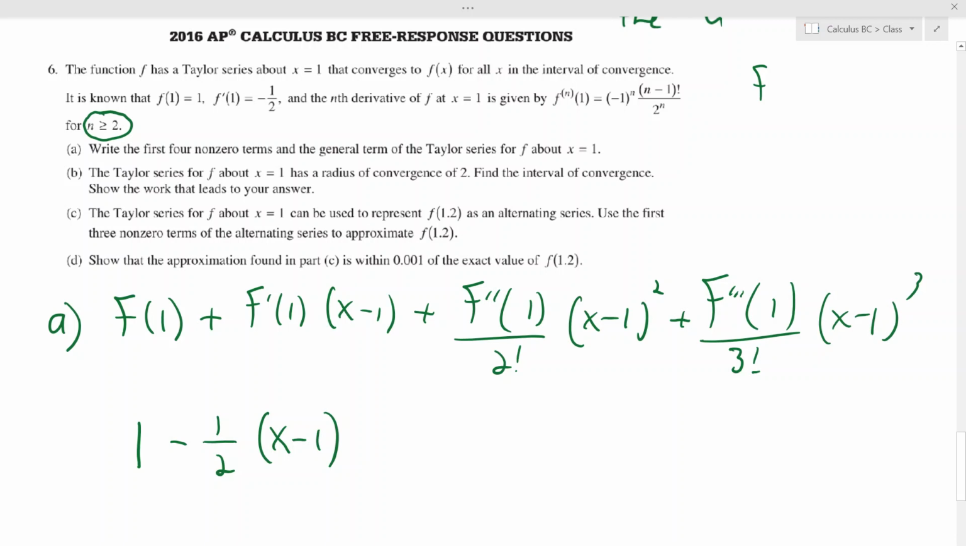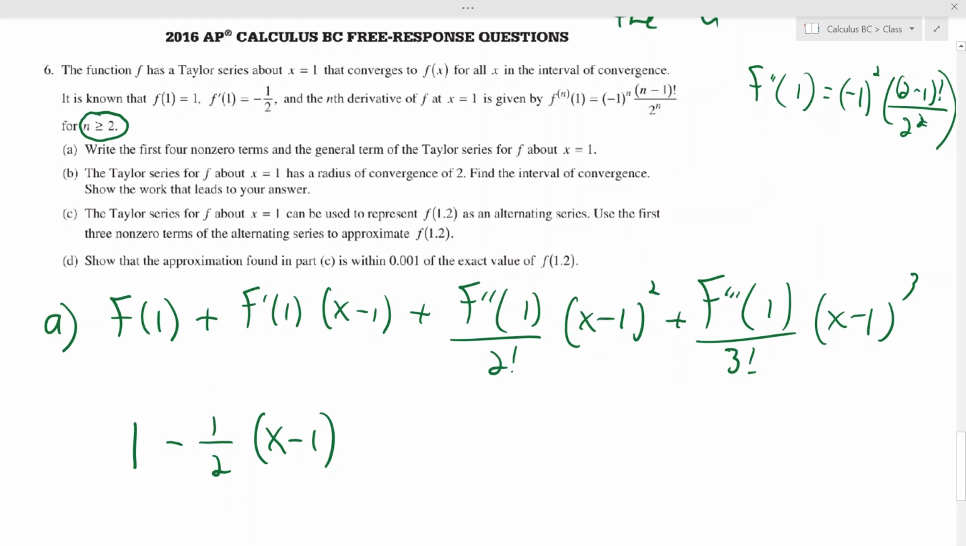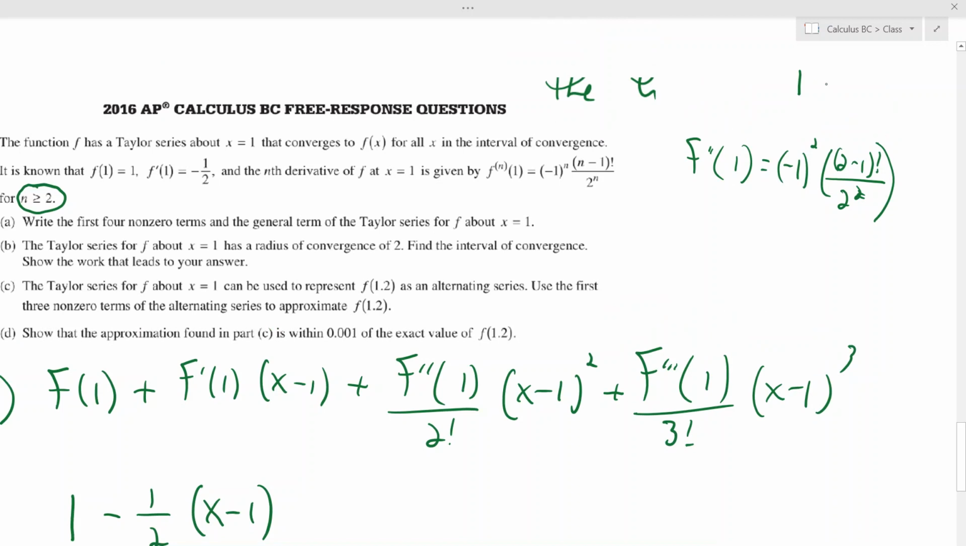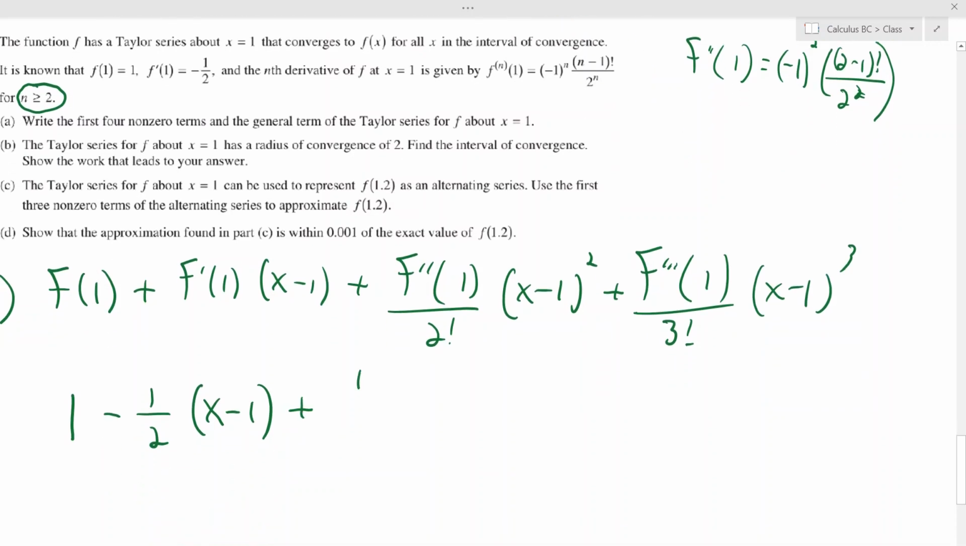So the second derivative is when n is 2, so that's -1 to the second times 2 minus 1 factorial over 2 squared. Right, because n is 2. So that's -1 squared is 1. 2 minus 1 is 1, factorial is 1, over 2 squared is 4. So the second derivative is a fourth. So it's plus 1/4. You're still dividing by that 2 factorial, so that goes down into that denominator as well, x minus 1 squared. Okay, so we have 3 terms.